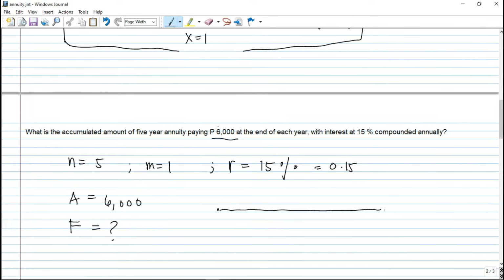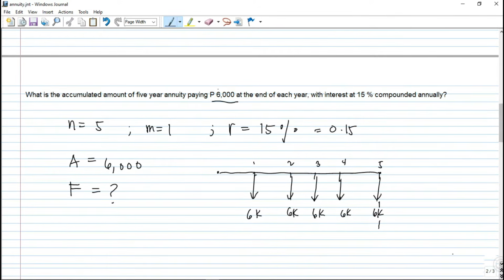So, in our cash flow diagram, say this is 1, 2, 3, 4, and let's say 5. Okay, you're paying an equal amount. That is your annuity. 6K per year. So, 6K. Then we are required to find its future cost. What is the future cost of our annuity?